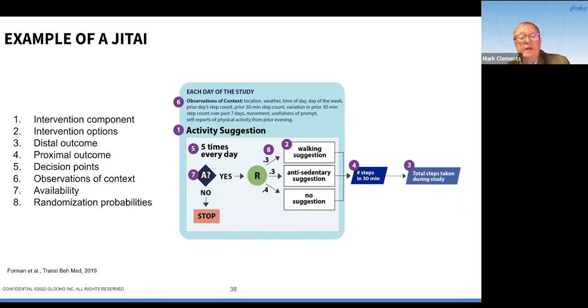Number 7 incorporates some user responses that indicate their availability to act on the suggestion. And then finally, number 8 includes some randomization probabilities. So this is where A/B testing using reinforcement learning comes in at a second point in a JEDI. So reinforcement learning to A/B or ABC test, as is the case here, different strategies for nudging behavior comes in.